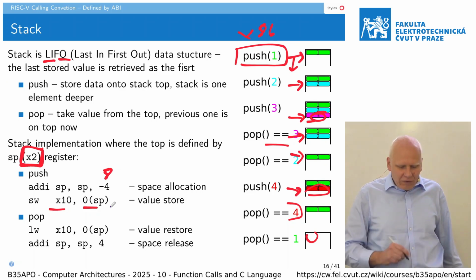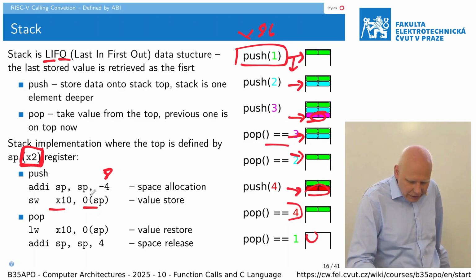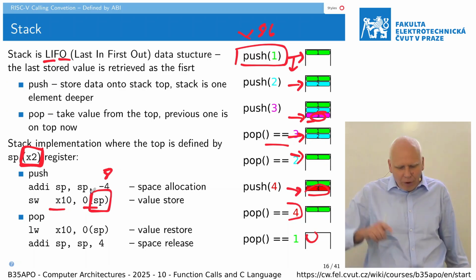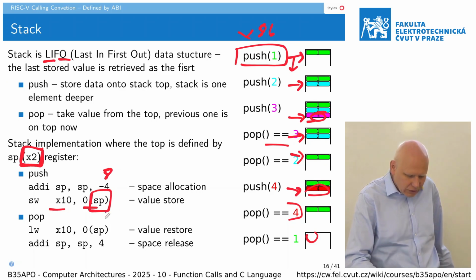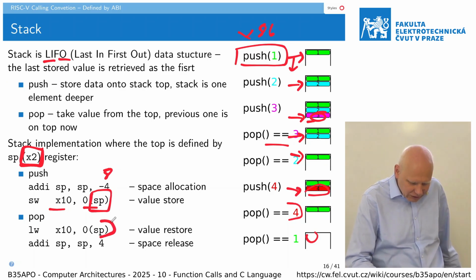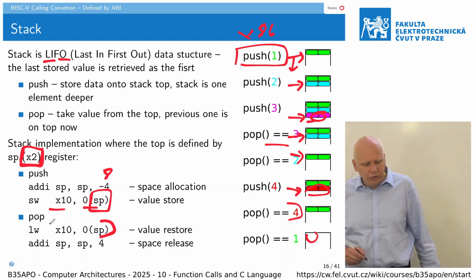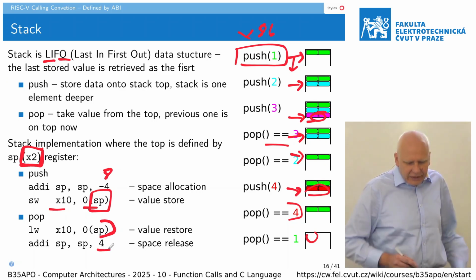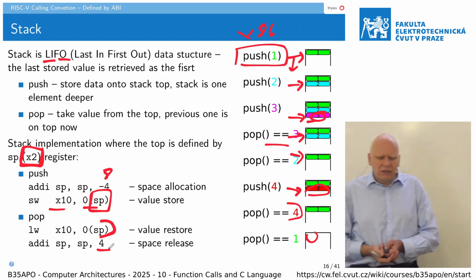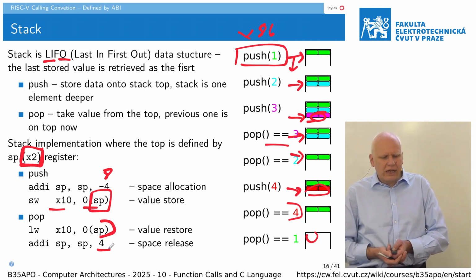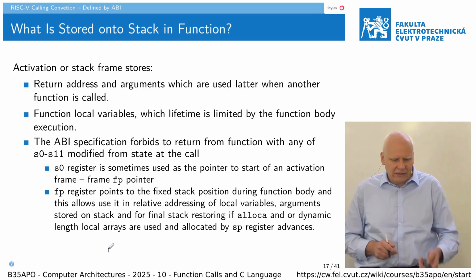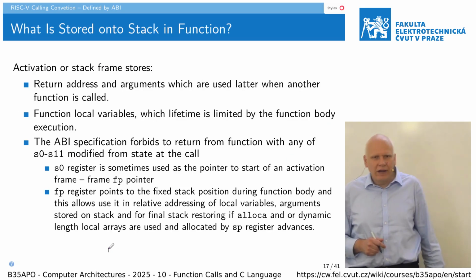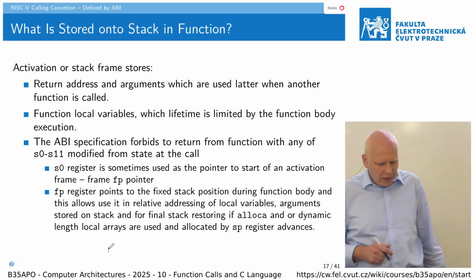Okay, and if we want to restore the value, then the last value of SP points to the last element. So we do the steps vice versa. We load the value and then increase the stack pointer. And there is another reason why we want to have the stack organized this way: the arguments are organized in a more natural order. We will see that later. So there are more reasons why to leave the stack growing down.